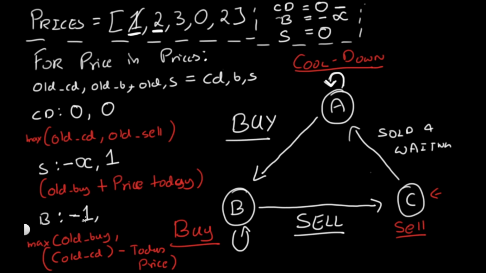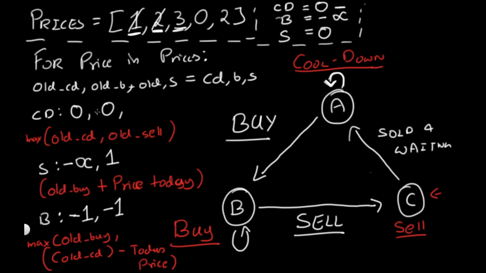And now we go to our buy. We compare with the old buy, which is negative 1, or we can make a buy today. If we make a buy today, we're going to be doing 0 minus today's price. So we're going to be getting negative 2, 0 minus 2. And obviously negative 1 is larger. So we're going to hold on to that and stick to the negative 1. So that takes care of our 2. Now we're going to go on to 3.